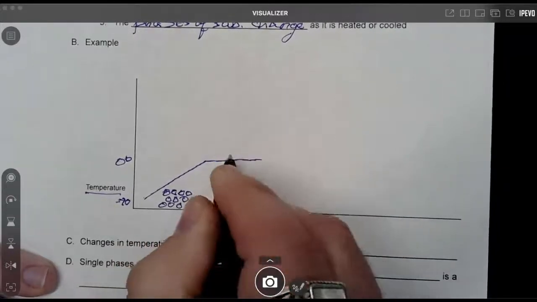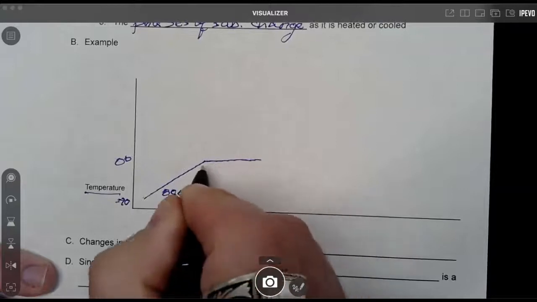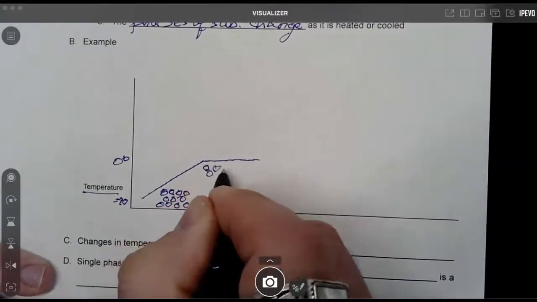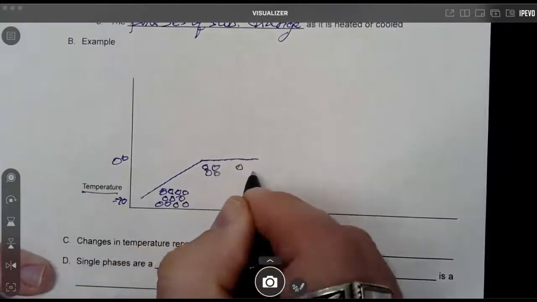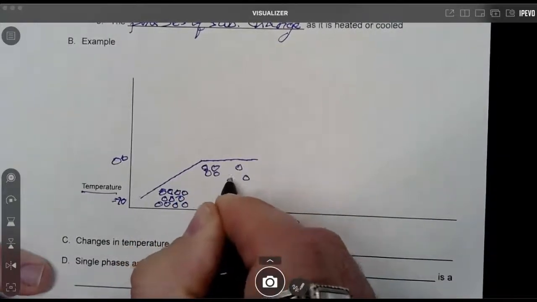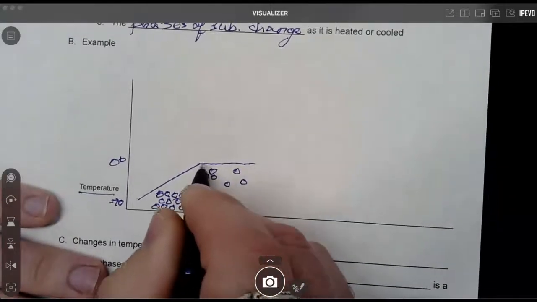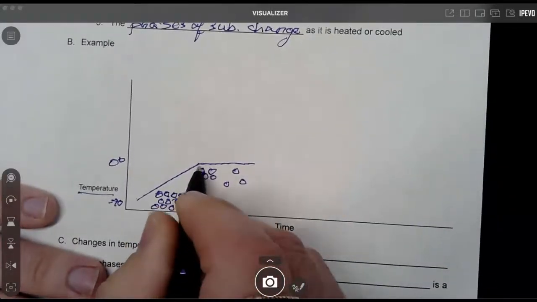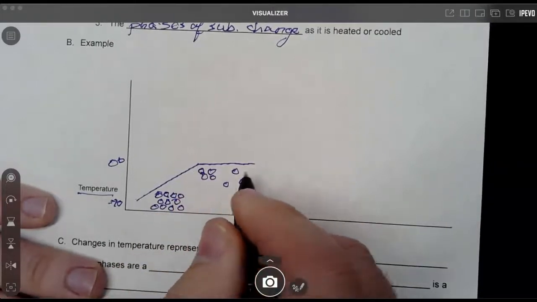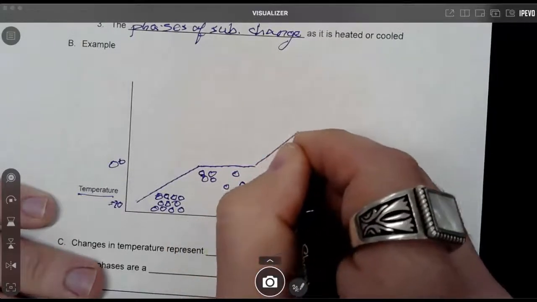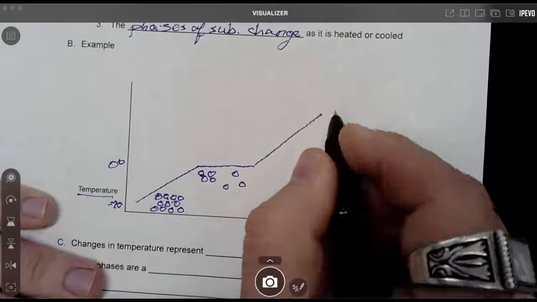Whereas in this phase change, we have some particles that are close together, and we have some that aren't. Okay? Now, the reason the temperature levels out is because any energy we're adding is being balanced by energy that's leaving. Okay? Now, once it's all melted, we get another section of the curve.